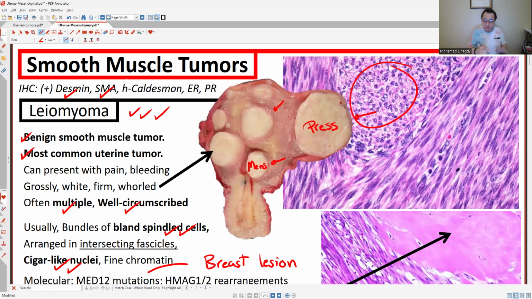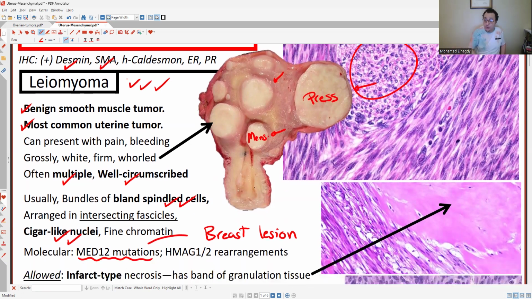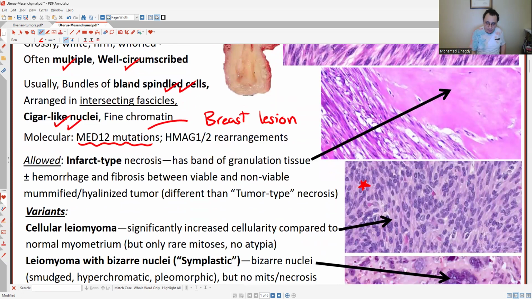The smooth muscle immunostains, the two most important ones are desmin and SMA. Desmin positive and smooth muscle actin positive. There is also h-caldesmon, and ER and PR. ER here is specifically positive because this is an estrogen-dependent tumor.